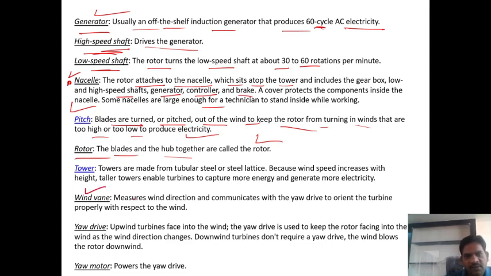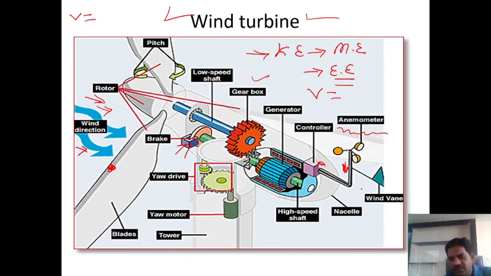Then the wind vane measures the wind direction and communicates with the yaw drive to orient the turbine properly with respect to the wind. That is the use of the wind vane. The wind vane is provided at the back position of the wind turbine, and it is connected to the controller unit.